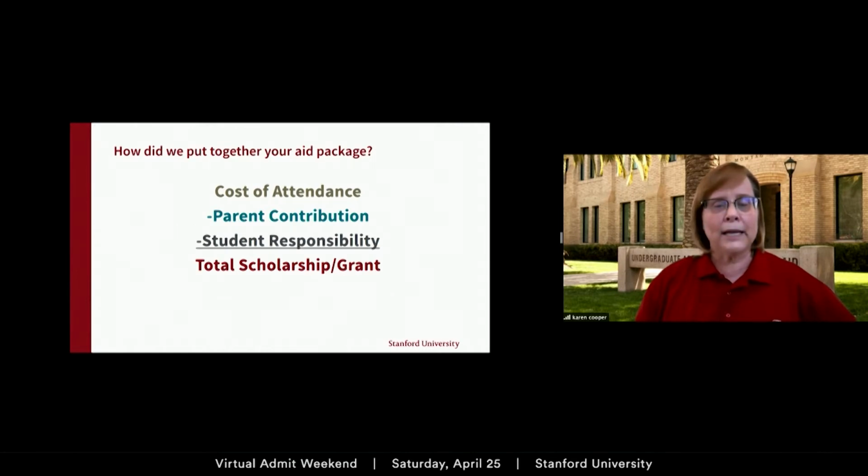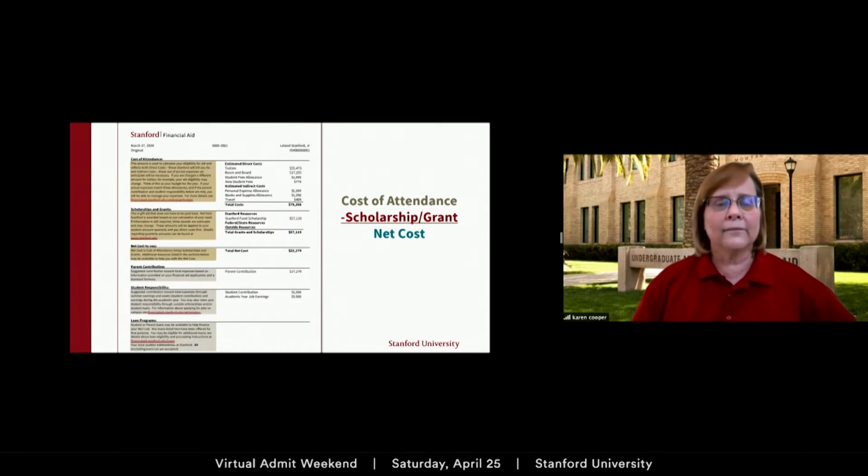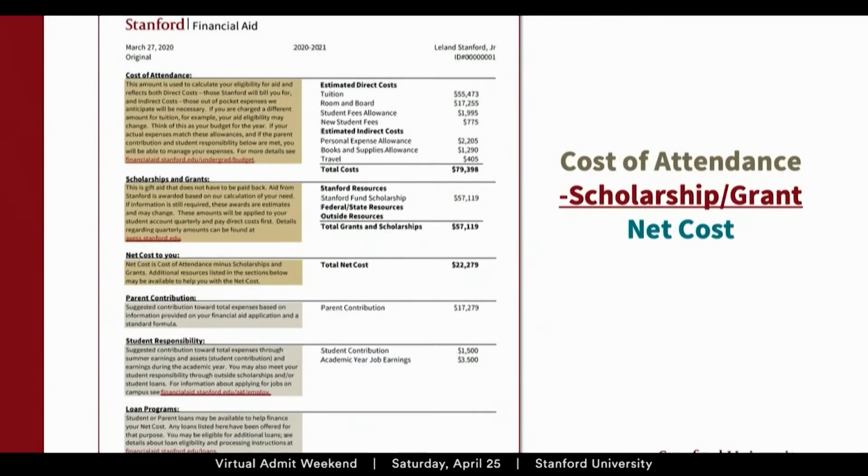So this formula is important to us in the financial aid office, but I want you to think about another formula. Cost of attendance minus scholarships and grants equals your net cost. This formula is how you should compare financial aid offers from school to school, and happens to be how our award letter is arranged. At the top, you'll find details of your individual cost of attendance, a listing of all the scholarships and grants we're expecting for you, and the resulting net cost.